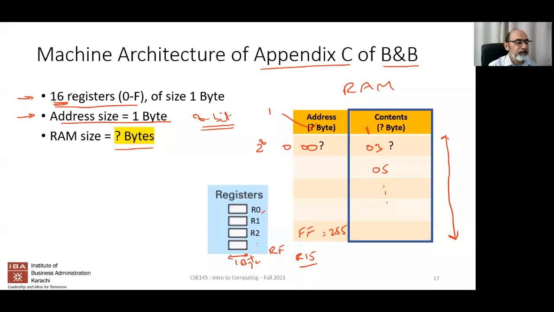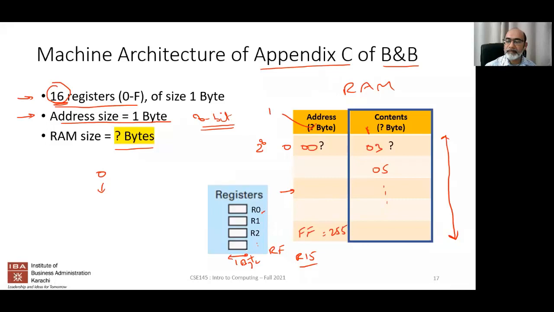Now let me ask you another question. How many bits do you need to use to refer to the 16 registers? Suppose you want to refer to one of the registers. How many bits would you need? In order to refer to the address, you need 1 byte, right? But in order to refer to one of the registers, how many bits do you need? There are 16 registers, right? So the numbers will go from 0 to how many bits? Any thoughts? And please remember to say your name before you speak up.